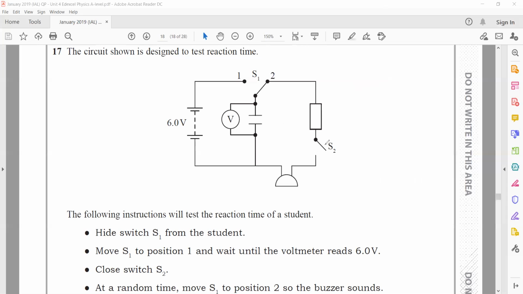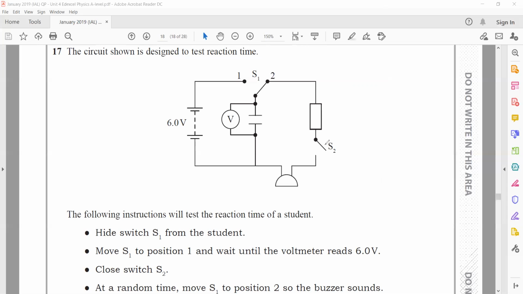So this requires the time constant to be closer to the approximate reaction time. If the time constant is too small, the capacitor will be nearly discharged, and if the time constant is too large, then the capacitor will take a lot of time to discharge.